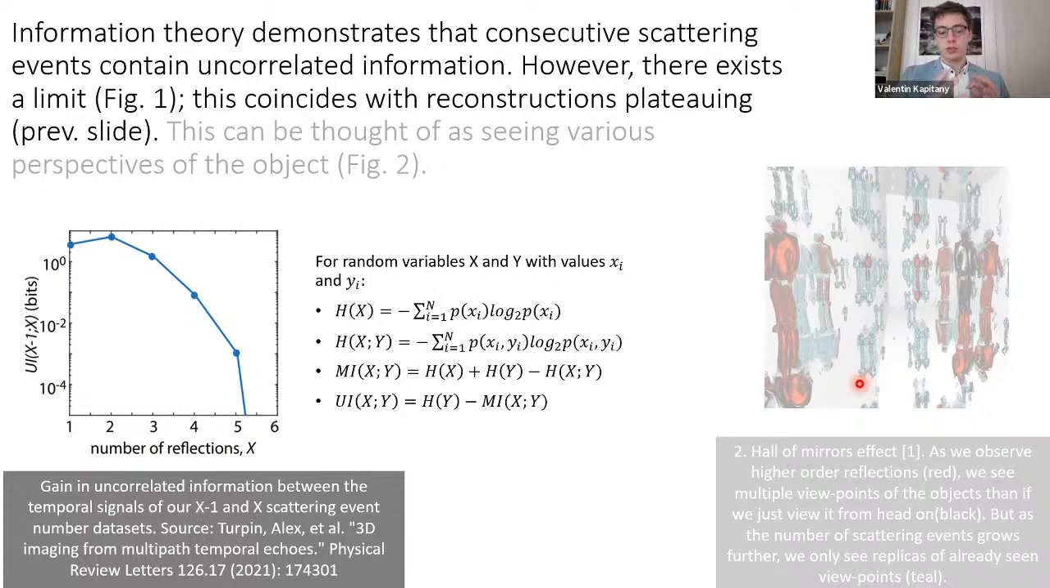So what we did is we took our data sets with X and X minus 1 scattering events. For these two data sets, we calculated the number of bits of uncorrelated information that we're getting. I've included the formulas for that here. What we found is that as we increase the number of reflections in our data set, we get first a large increase in uncorrelated information, followed by an eventual rapid decrease towards 0. So when we have 6 scattering events versus only 5, we're not getting any new uncorrelated information.